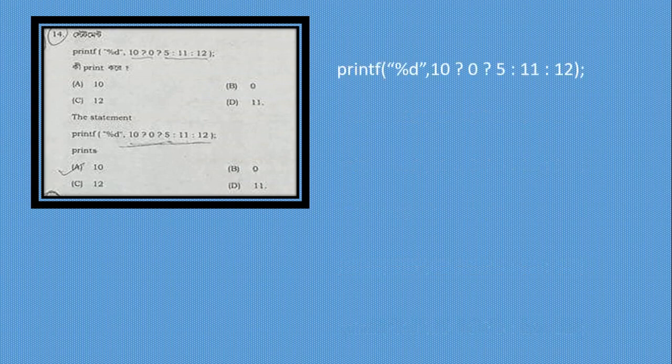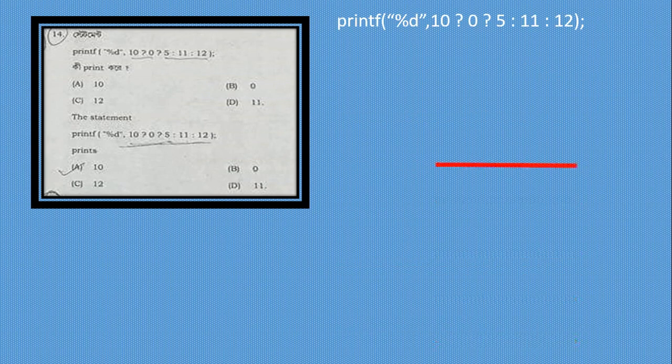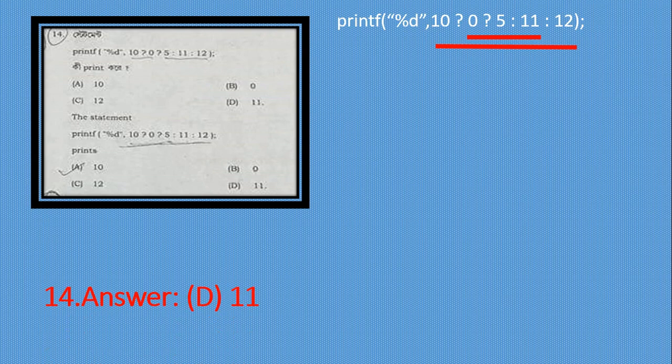The statement printf("%d", 10 ? 0 ? 5 : 11 : 12). This is a ternary operation. First, 10 not equals to 0 gives true, so execute this portion. Then, 0 not equals to 0 is false, so the answer is 11. So the right answer is option D, 11.